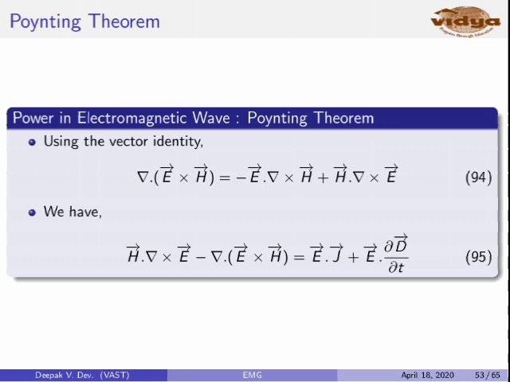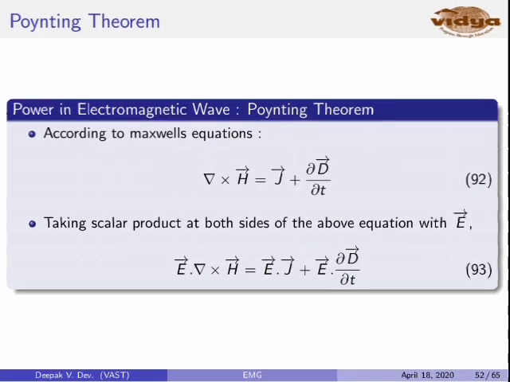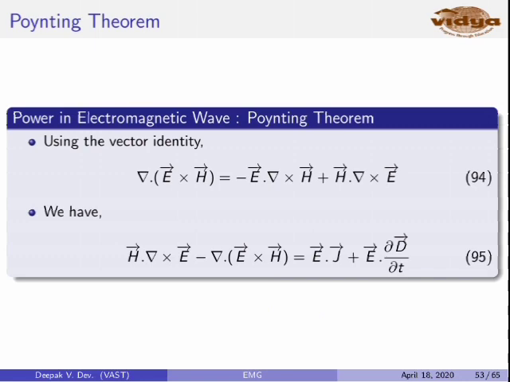So from equation 94, we can substitute for E dot del cross H. That is, here there is E dot del cross H. So other terms are taken to the other side, so we will get this term on the left side.